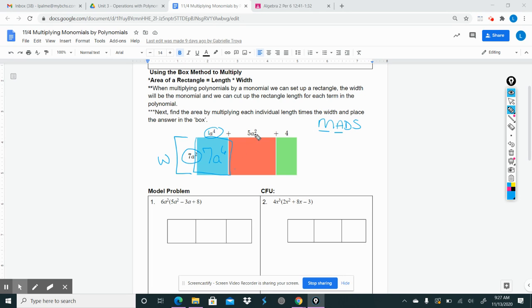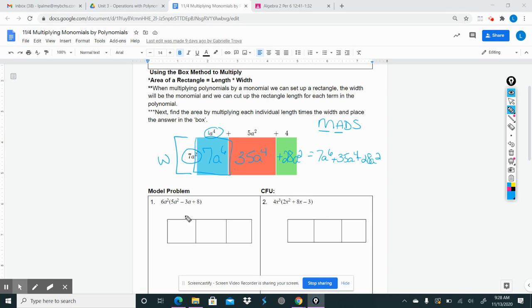7a squared times 5a squared is 35a to the 4th. And 7a squared times 4 is positive 28a squared. Don't forget the a squared. It does not get disregarded because there's no a's to multiply with the 4. So we just tack it on to the end. And your final answer is 7a to the 6th plus 35a to the 4th plus 28a squared.